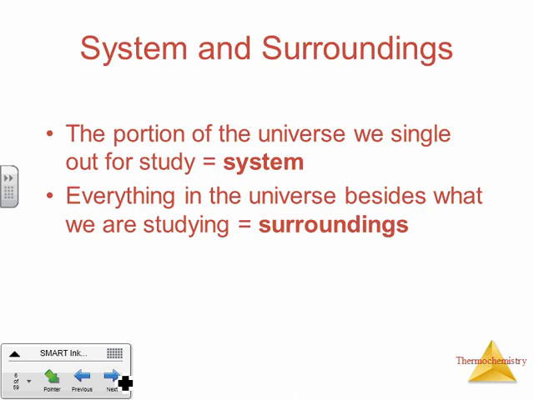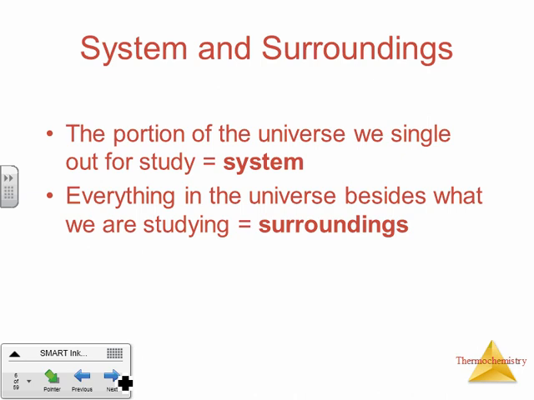So if I decide my system is the classroom that I'm standing in right now, the surroundings is everything else in the universe besides this classroom. If you decide that your system is a beaker of water, or a solution of sodium chloride that you have in a beaker, then your surroundings is everything in the universe besides that beaker. And that's just definitions that we use there so that we can differentiate between what's happening to the system and to the surroundings.